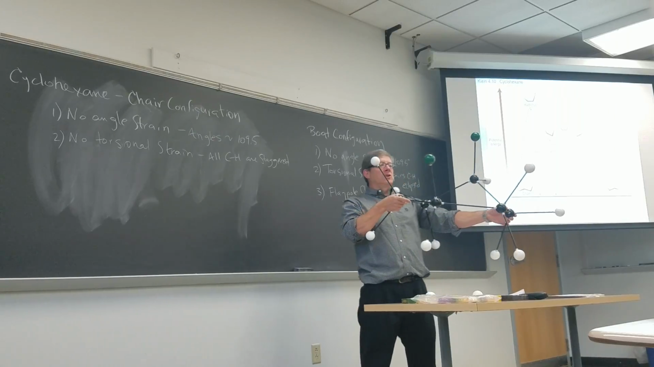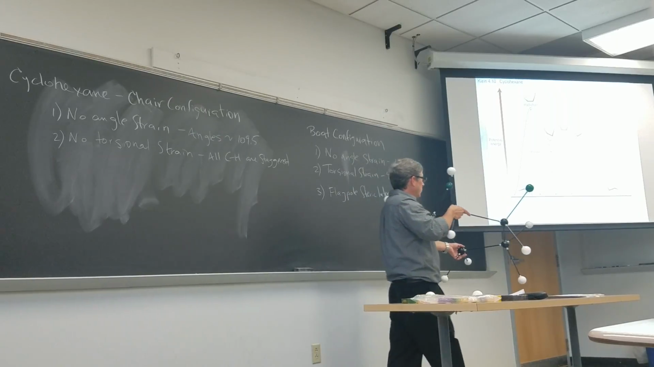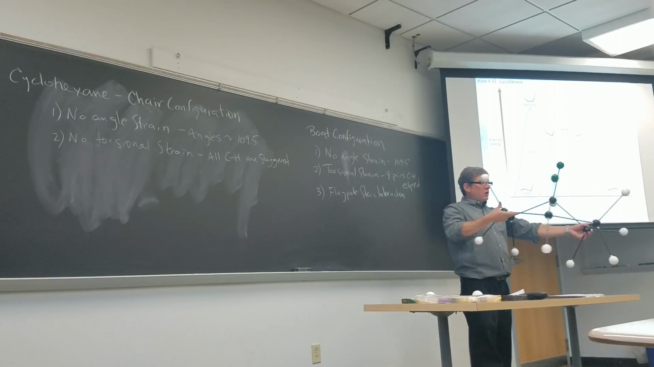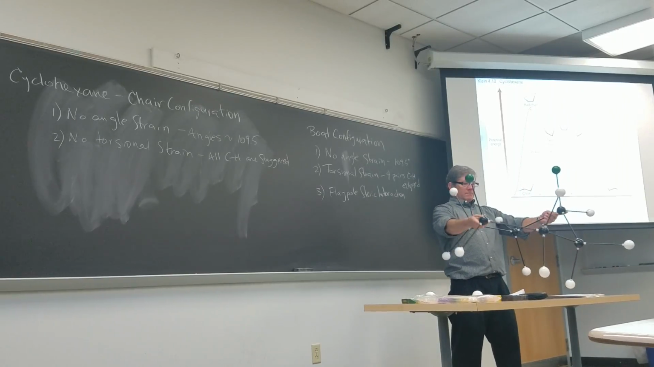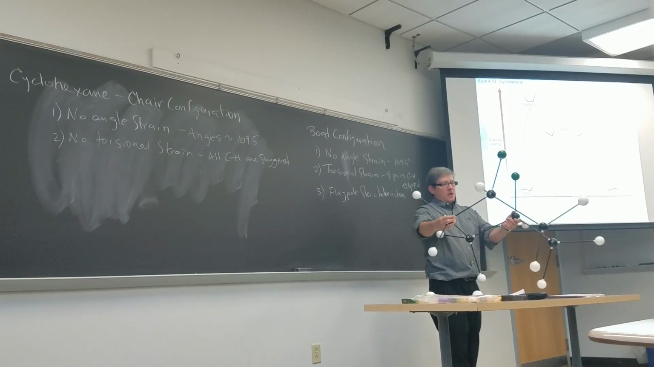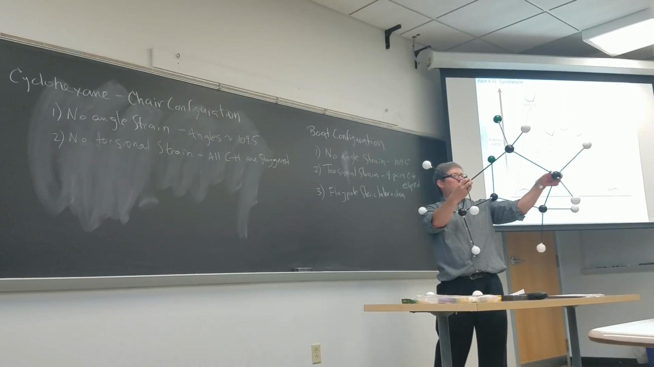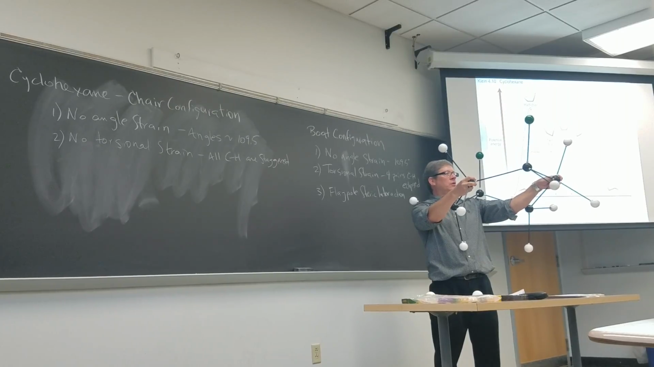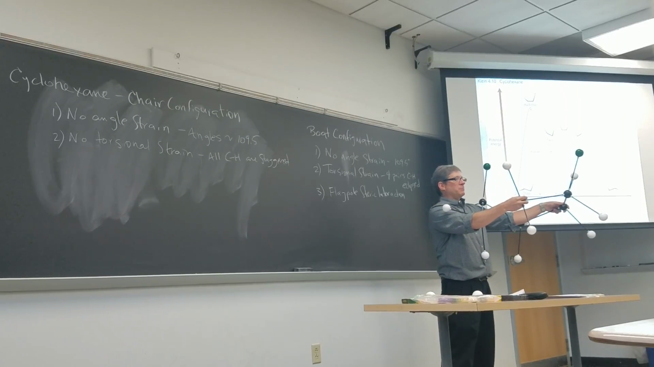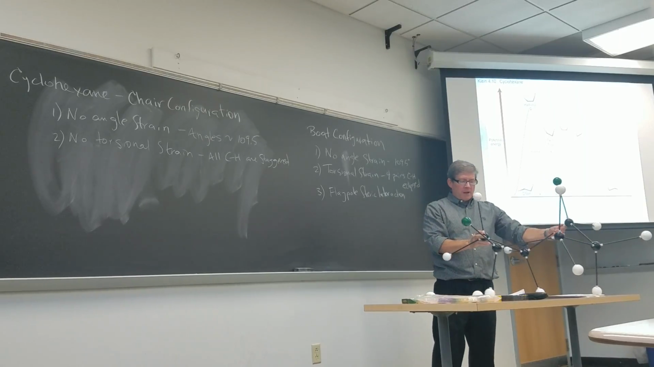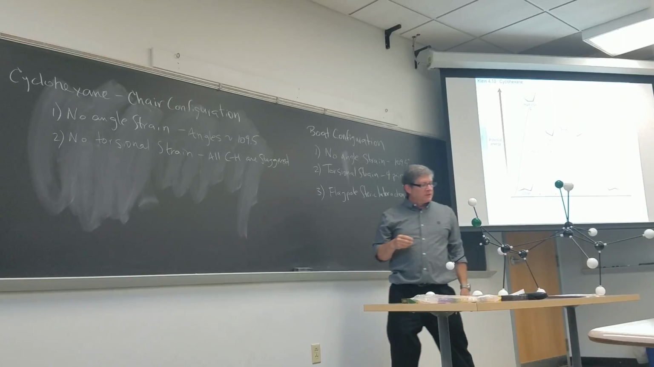These can all kind of interconvert. We don't have to go directly from the boat through the twist boat to the half chair. We can go from here directly to the boat, without twisting. But to go from the chair to the boat, at some point we end up having to pass through the situation where these guys are all in the same plane. So that's a little bit about the different energy levels of these.